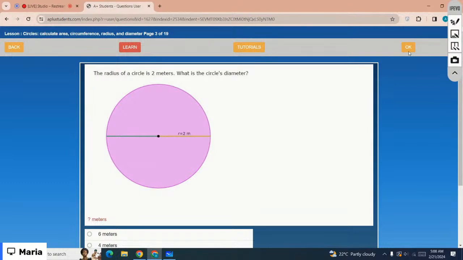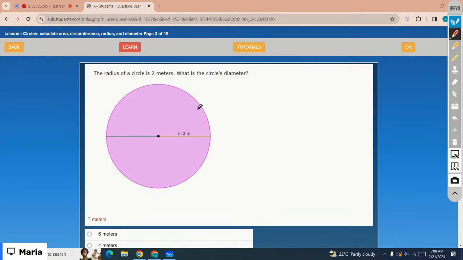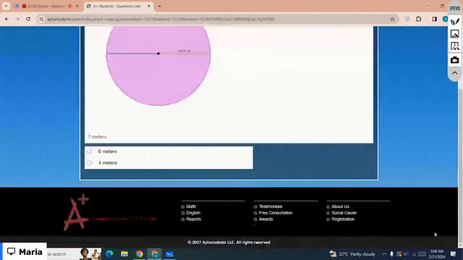So the radius of the circle is 2 meters. You need to calculate the diameter, right? I just explained, diameter is 2 times the radius. So when radius is 2, that is 2 times 2, and then the diameter is 4 meters. Got it? The correct option is diameter equals 4 meters. Option number 2 is the correct option.